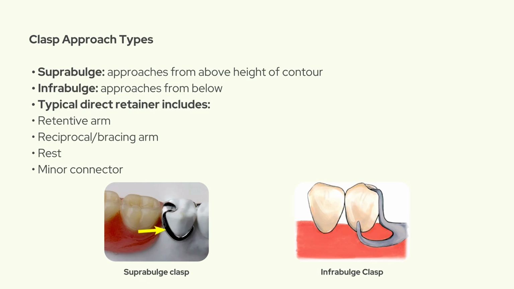Now, within that extracoronal group, we've got two directions a clasp can come from. We have clasps that approach from above the height of contour. That's what we call a suprabulge. And then we have infrabulge clasps, which approach from below. The classic example of a direct retainer is a unit that includes a retentive arm, a reciprocal or bracing arm, a rest for support, and a minor connector. Together, they work to resist vertical movement and stabilize the prosthesis.